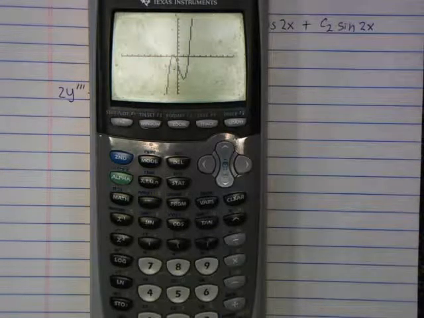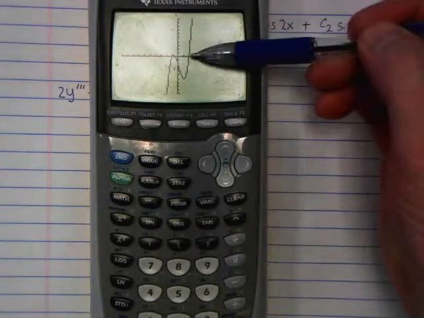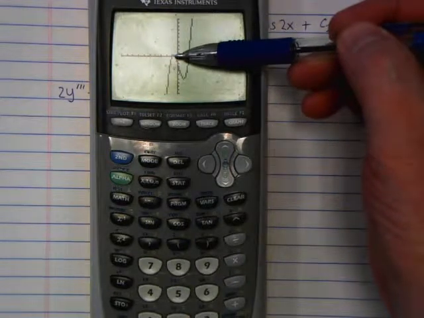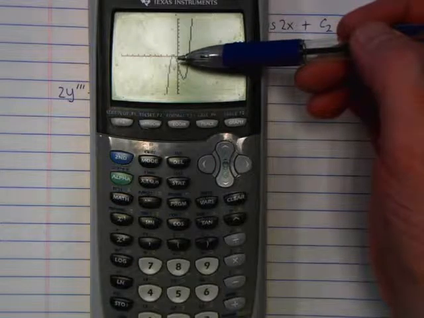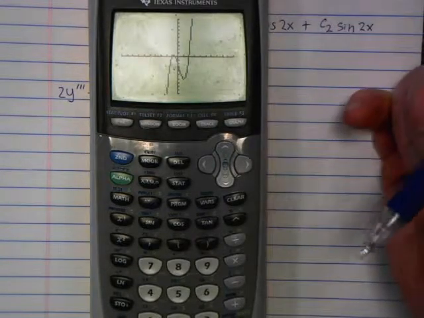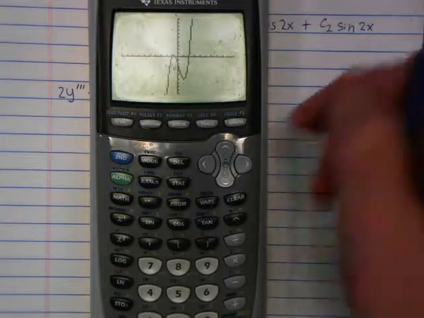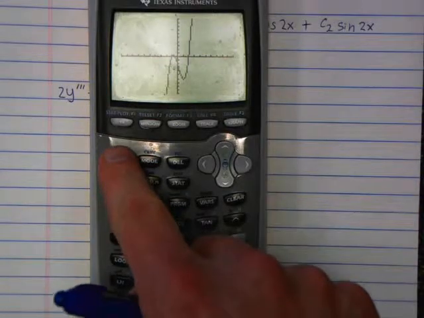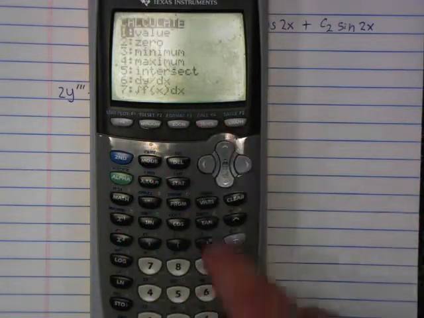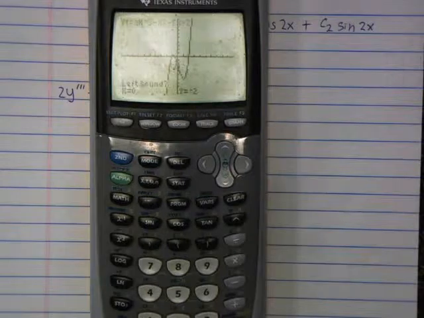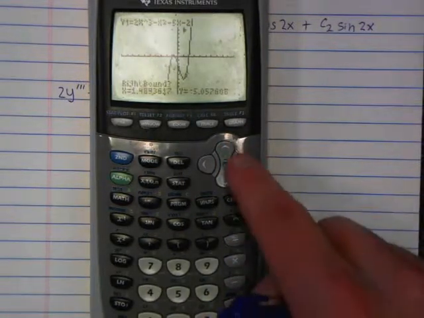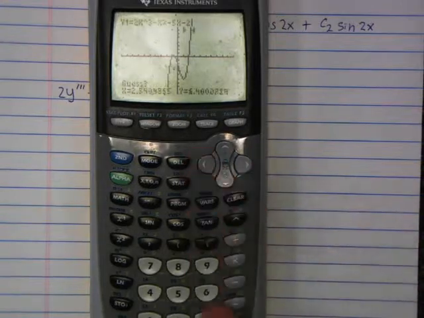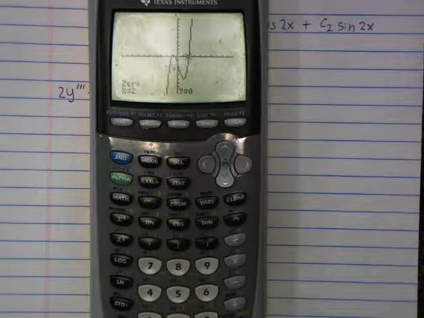It looks like there's one here, there's 3, and it looks like there's one there and one there. And there should be 3 answers, right? We want there to be 3 answers. How do you find those 3 answers? Second trace. When you go zoom box. Second trace, then you go 0, find the 0. I'll find this one over here first. That one's x equals 2.